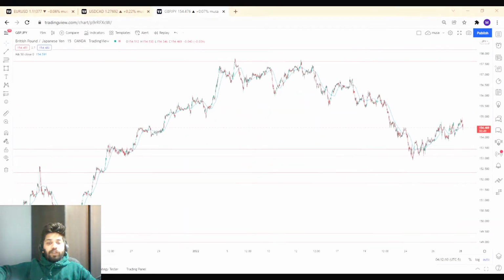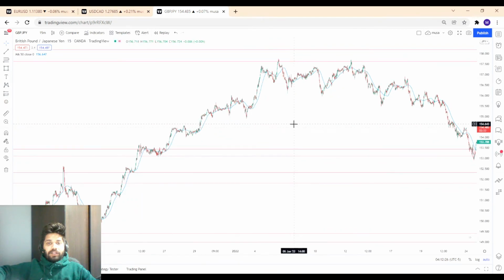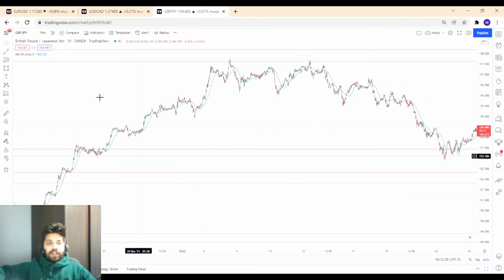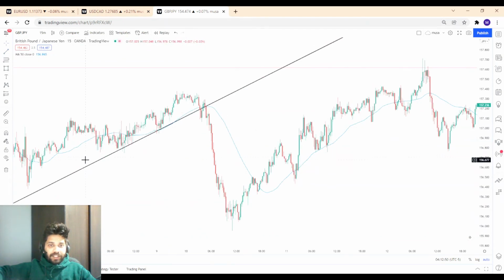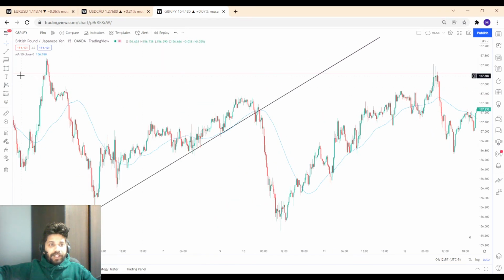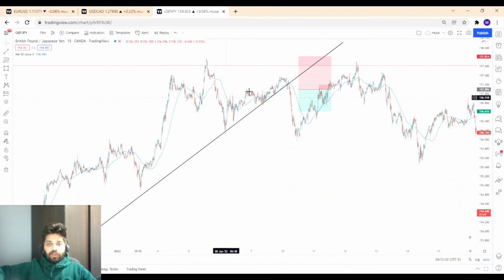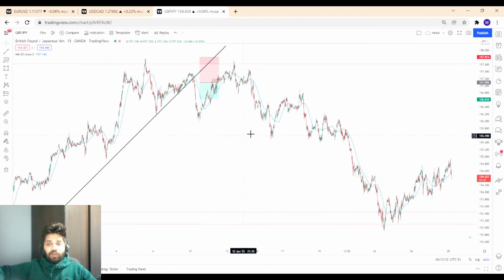I will show you one more example of this strategy. This is the Great Britain pound and Japanese yen pair. As we can see, the price was in an uptrend. I'm going to draw the trend line over here. As we can see, the trend line was broken over here and it gave a successful retest and made a lower low. What I would have done is taken a sell position, keeping my stop loss above this high. So if we see over here, I would have scaled my take profit.